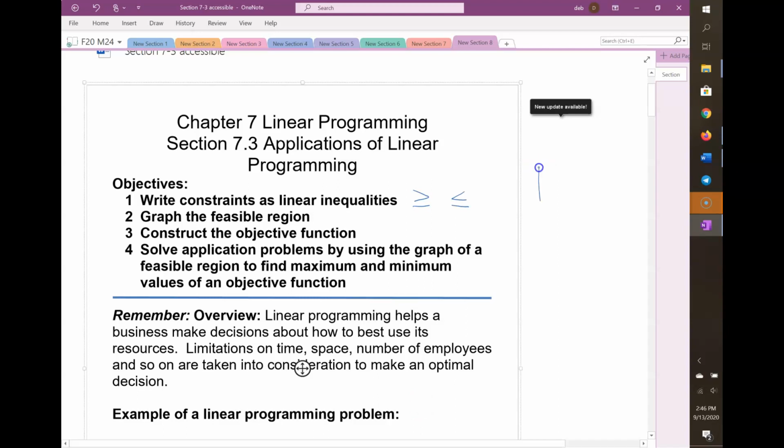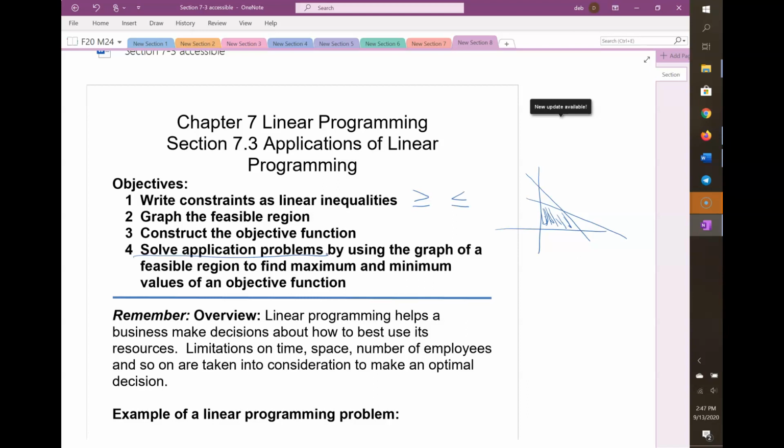Then we're going to graph the feasible region. So that's what we've been doing, where we've been finding the region that's enclosed by some lines. And then we're going to construct the objective function. The objective function is, what are you trying to optimize? And for us, it's frequently going to be profit, revenue, or cost, but it can be something else. Then we're going to solve a problem by using the graph of the feasible region and the objective function together to find the maximum and minimum values of that objective function.